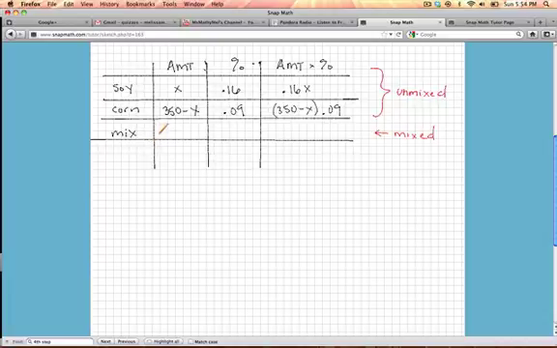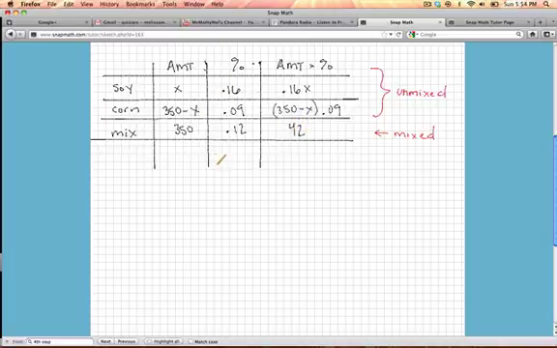And in the mixture, I'm going to have a total of 350 pounds. It's going to be 12% protein. If I multiply 350 by 0.12, I get 42.